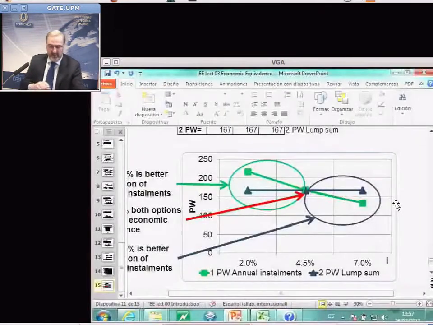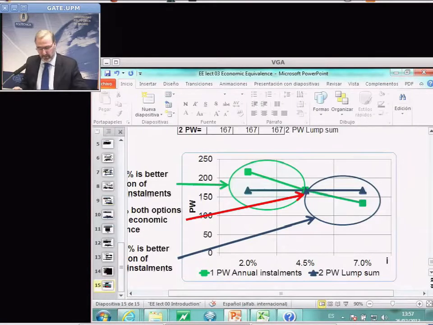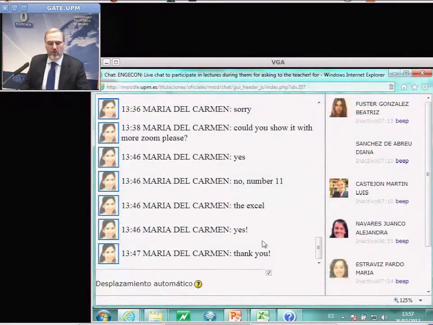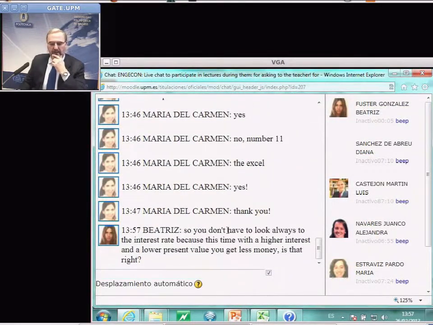So that is the end of lecture number 3, the economic equivalence of different cash flows. My intention for today was to start lecture number 4, but I think it's time to finish the class. So have you got any question?